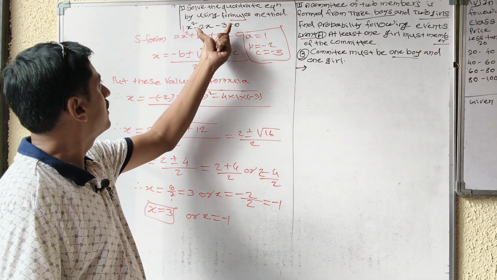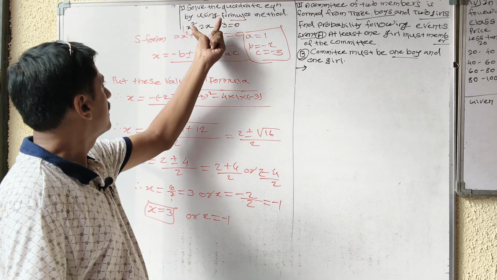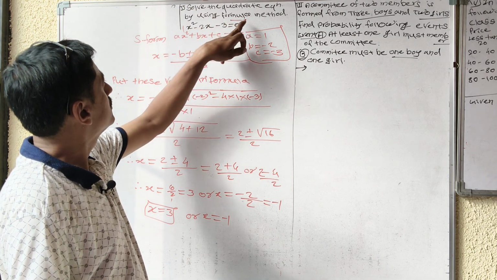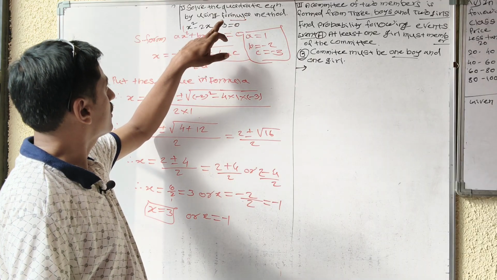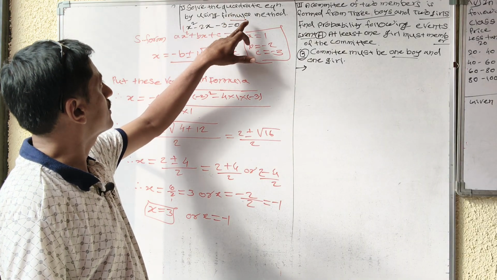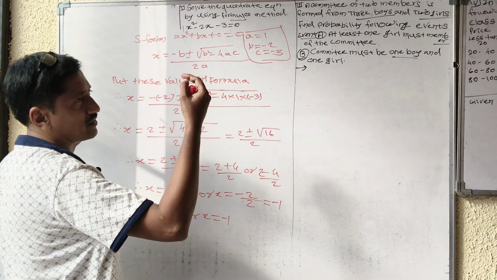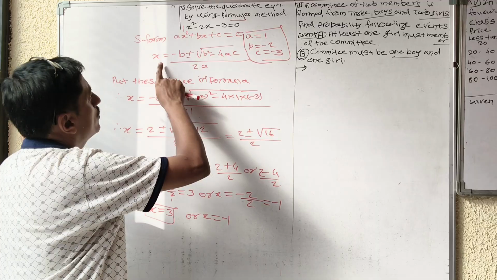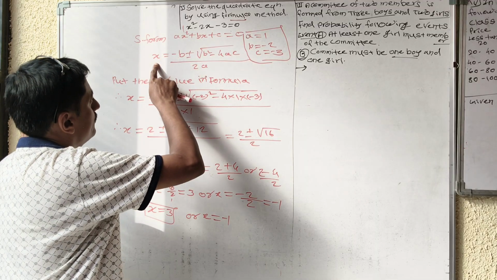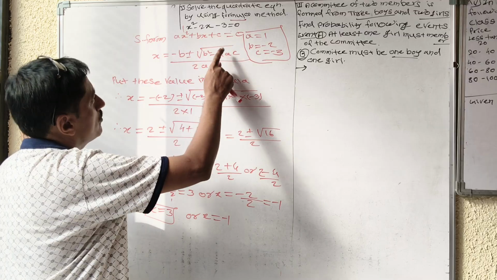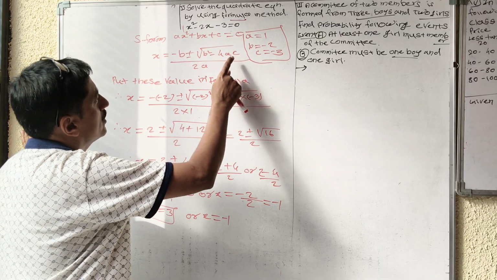Here we know what is given: a quadratic equation. What do we find? We use the formula method. Let us silently remind ourselves of the formula. We know x is equal to minus b plus minus root of b square minus 4ac upon 2a.